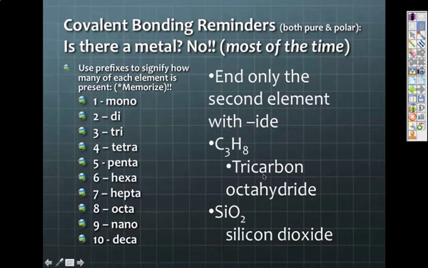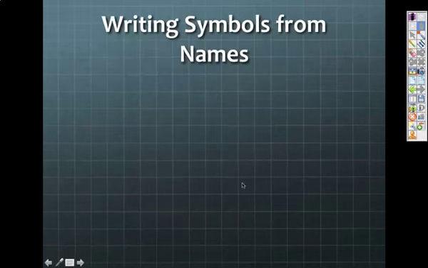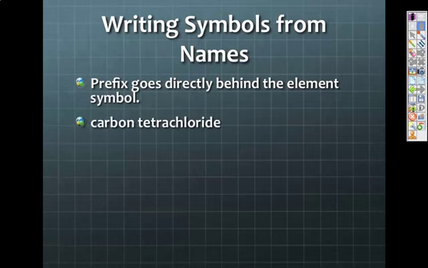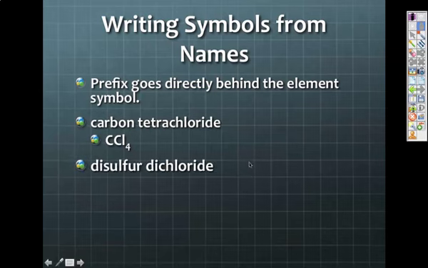Okay, we're not looking at charges at all, so we're just going to take whatever our prefix was and put it directly behind the element symbol. So if we have carbon tetrachloride, I have 1 carbon, 4 chlorines, so I have CCl4. Disulfur dichloride. S2Cl2.